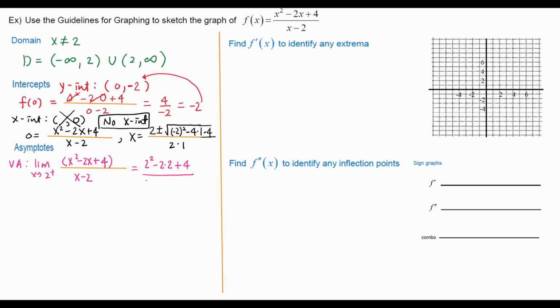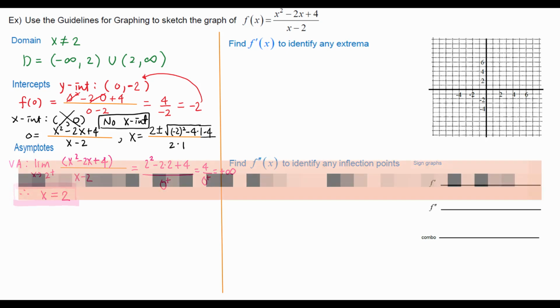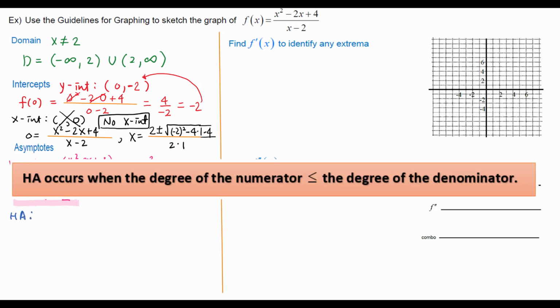You can think of 2.000000001 minus 2, which is a positive very small number. And I get 4 minus 4 plus 4 on the top. I get 4 over a positive very small number, which goes to positive infinity. So you have a vertical asymptote, and it is x equals 2. So my vertical asymptote is x equals 2. How about the horizontal asymptote?